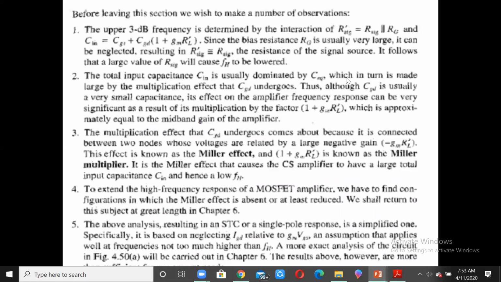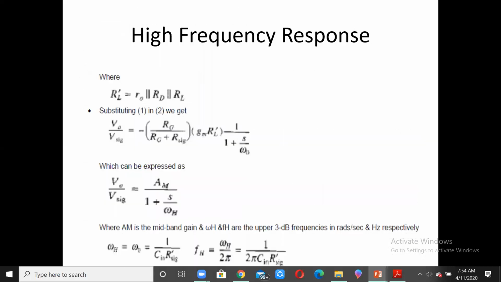So therefore, we see that Cin is totally determined with respect to the CGD rather than with anything else. The multiplication effect that CGD undergoes comes about because it is connected between two nodes whose voltages are related by a large negative gain, that is minus gmRL dash. Now, this is, as we have discussed earlier also, due to Miller's theorem or Miller effect. And this Miller effect generally causes the CS amplifier to have a large total input capacitance Cin. And if Cin is large, then naturally again we have the lowering of the frequency.